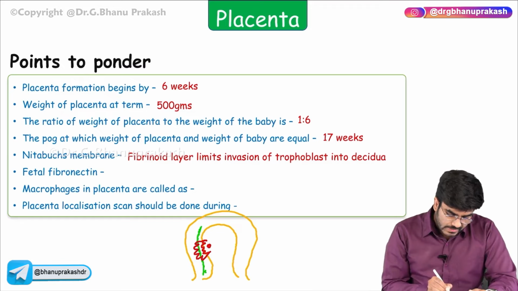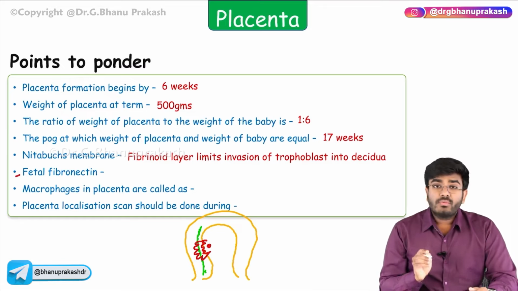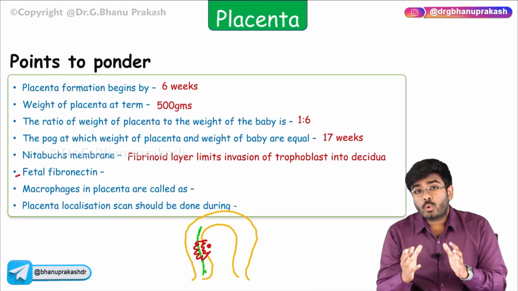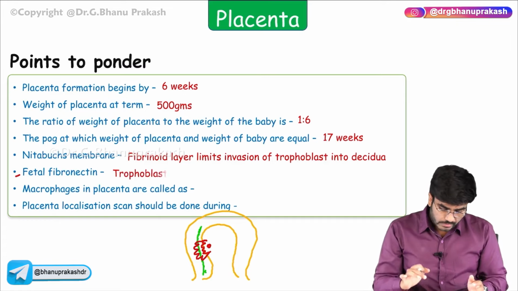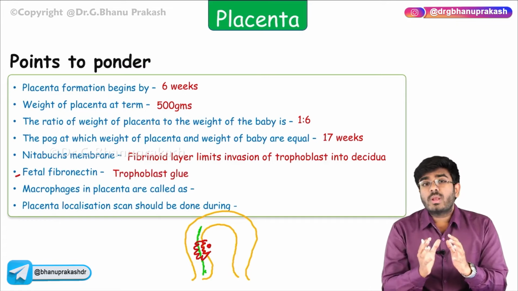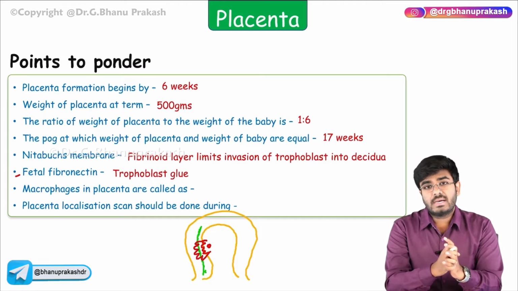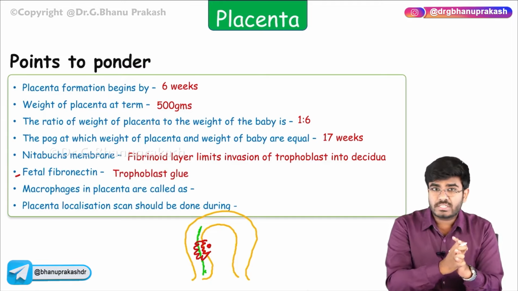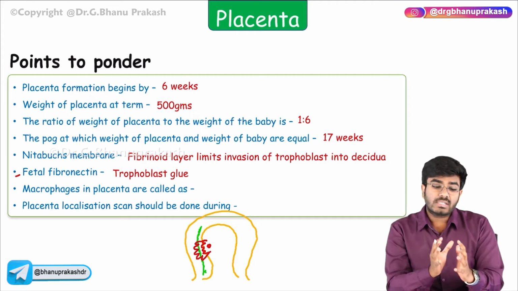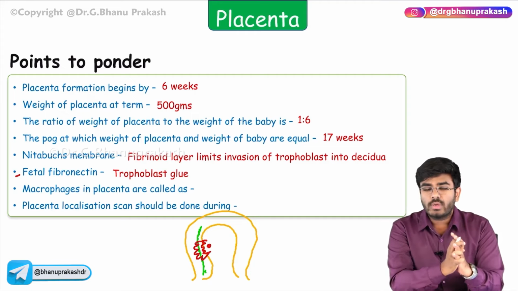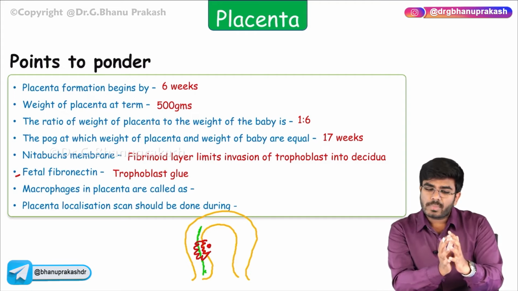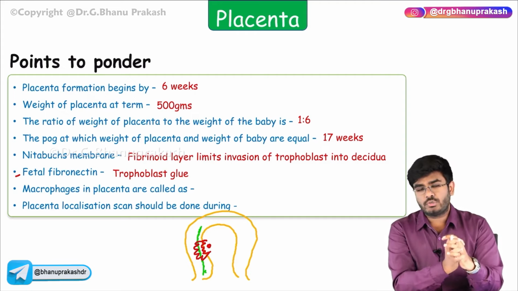What exactly is fetal fibronectin? See, fetal fibronectin is also known as trophoblast glue. Why am I calling it trophoblast glue? Because this fetal fibronectin is the one which helps in the attachment of the placenta to the decidua. Think like this. So it is known as a trophoblastic glue. It helps in adhesion of the placenta to the decidua.